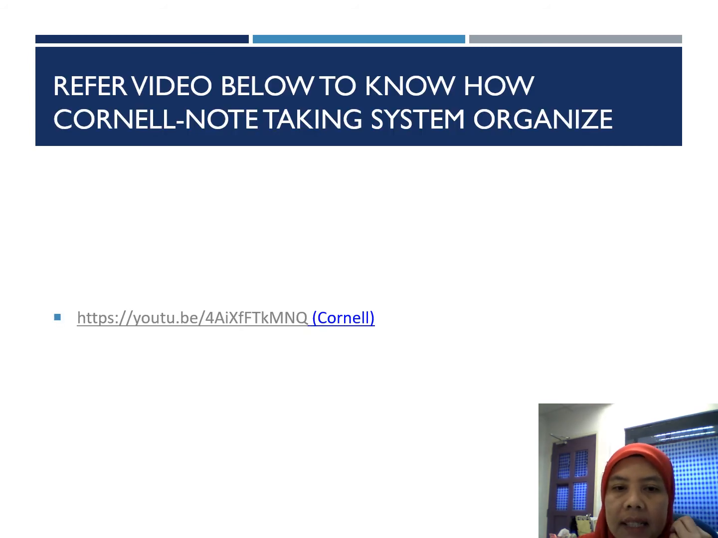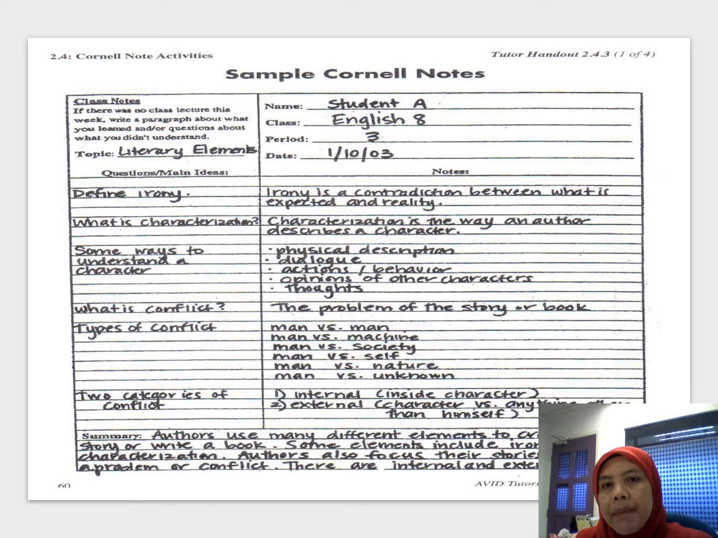So this is a video to show you how the Kernel note-taking system is organized. You can watch this video. This is not the activity yet, but it can give you a clear view of the Kernel note-taking method, how it is organized and how it is done. This is a sample of Kernel notes.